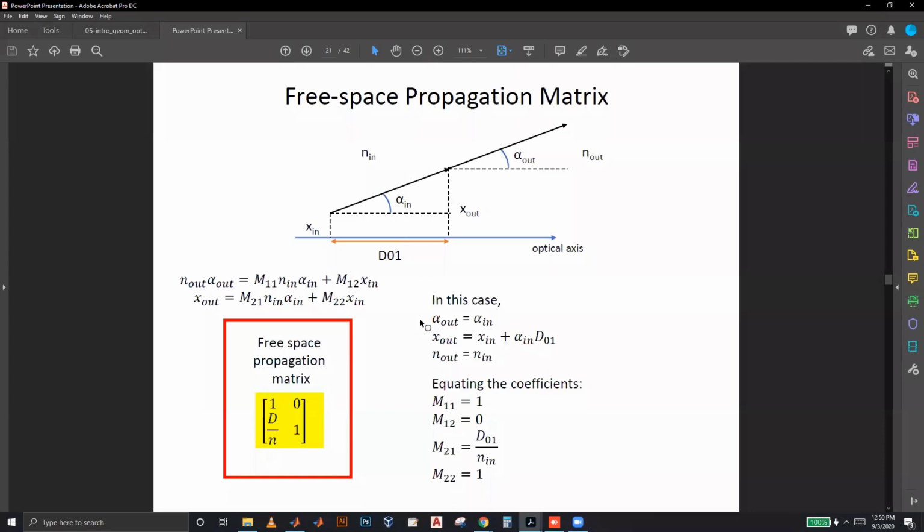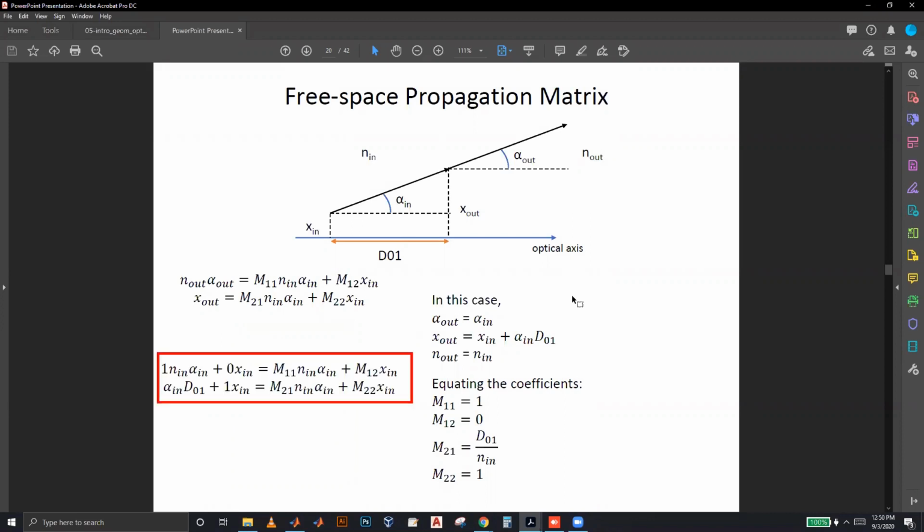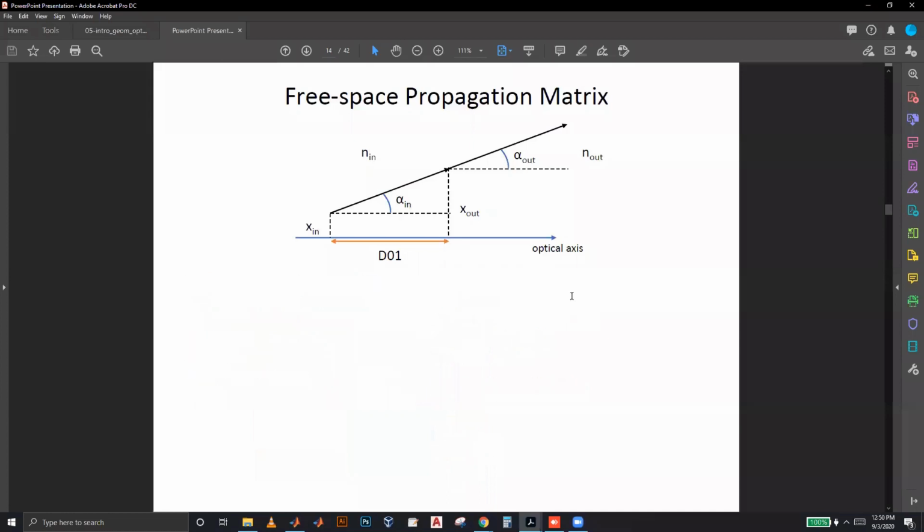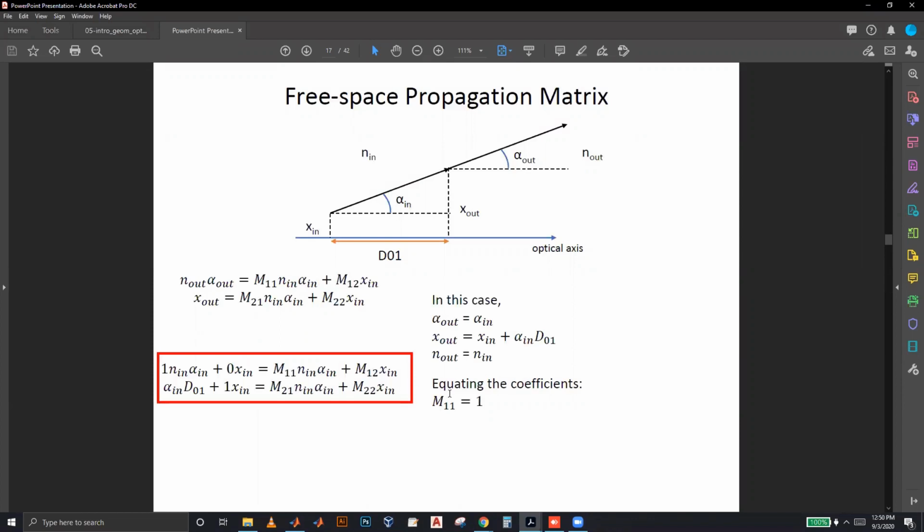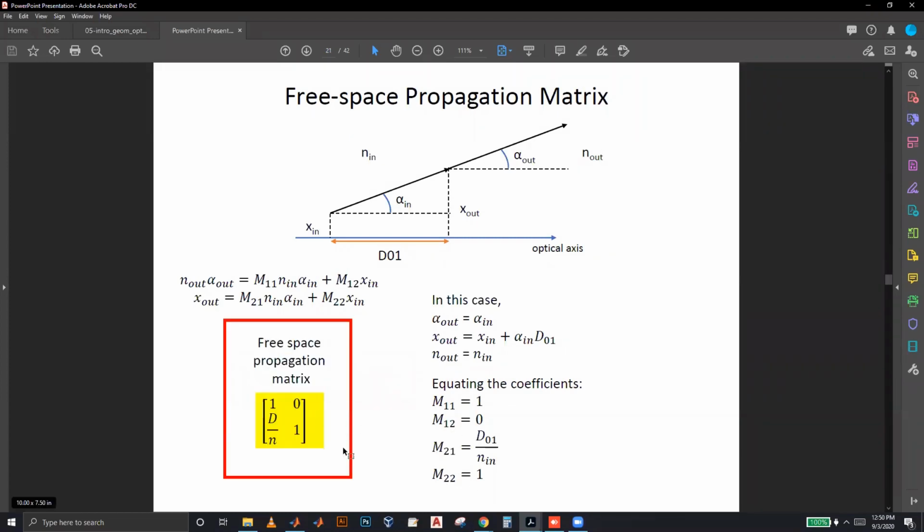So before I go into the next case, if you have any questions, I'll give it a moment. So just to quickly recap, I drew my system, wrote out the matrices, and then I brought the equations that we derived from previous class, equated the terms, the coefficients, and derived what the 4 terms of the matrix are, and deduced this is the free space propagation matrix.